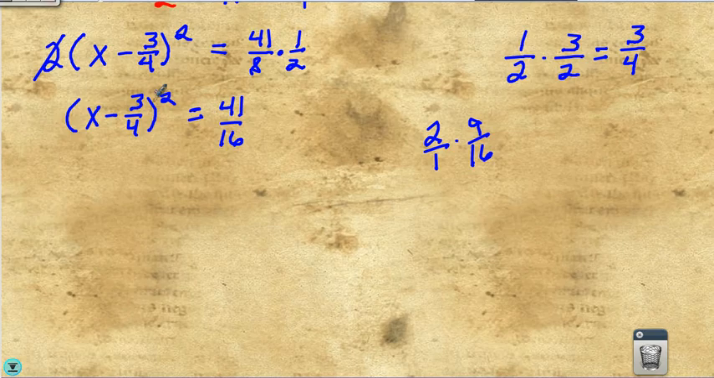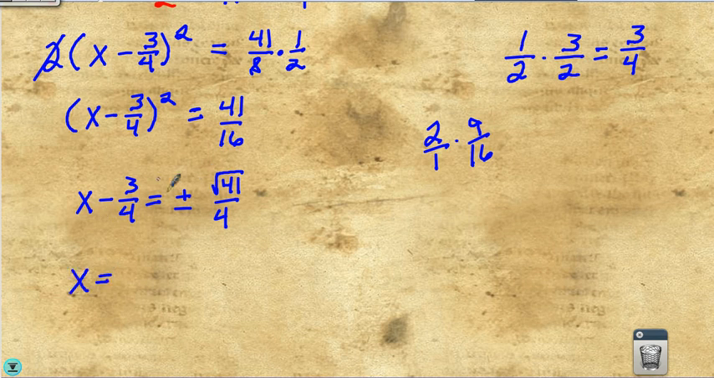To get rid of a square, we square root. Gives me x minus 3/4 equals plus or minus. And to square root this, again, I'm splitting it. The square to the top, the square to the bottom. That gives me root 41/4. We're close. One more. Move your 3/4 over, you're done. So x equals negative 3/4 turns into plus 3/4. And I always put it in front of the plus minus. So 3/4 plus or minus root 41/4.